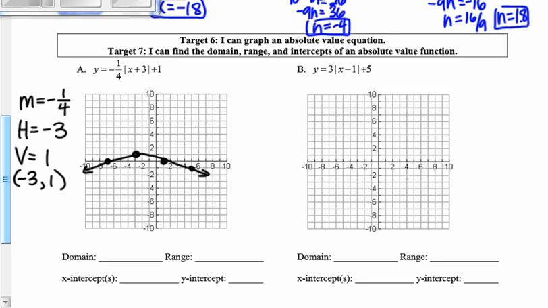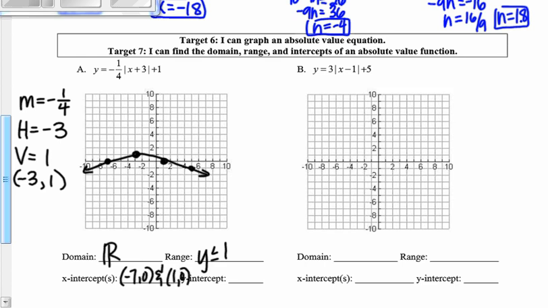Domain: how far to the left and right? It goes forever to the left, forever to the right, all real numbers. The range: this opens downward, so we're going to say y is less than or equal to the y value of your vertex, which is 1. The x-intercepts we can see on our graph. They are at negative 7, 0. Notice how I'm writing this as a point, and also 1, 0.